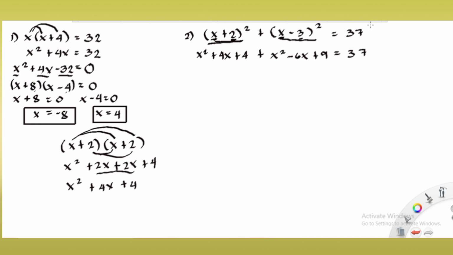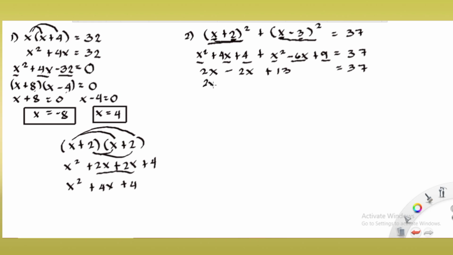And then the next step is we will combine similar terms. X squared and x squared are similar terms. So x squared plus x squared is 2x squared. And then 4x minus 6x, that is negative 2x. And then 4 plus 9 is positive 13. Copy equals 37. So, dapat pala in-adjust natin to konti dito. So, lipat natin si 37 on the other side.